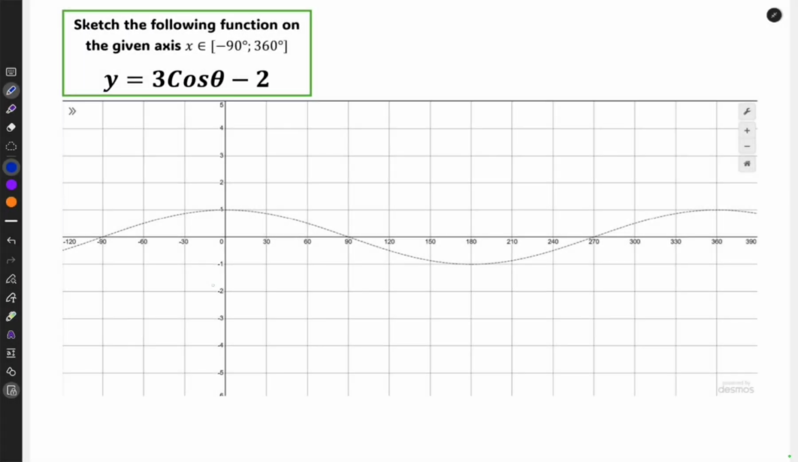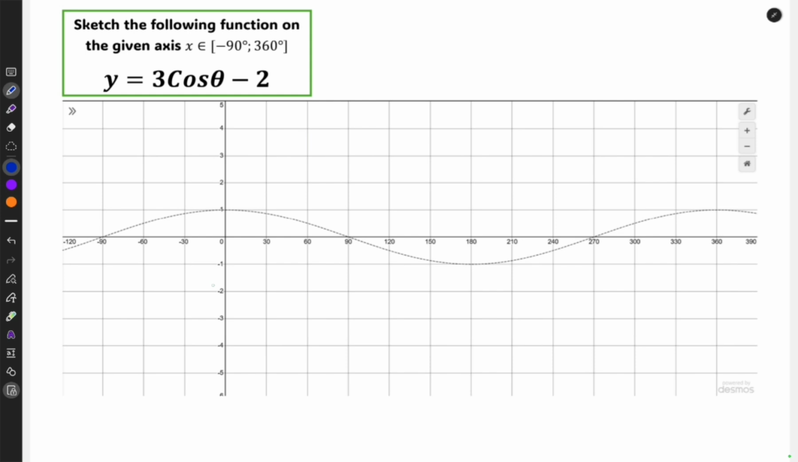Let's start. Question 1, sketch the following function on the given axis. I can see they give me space from minus 90 to 360, and the function I'm sketching is 3 cos theta minus 2. If I don't want to use my calculator, I can just take the mother graph that I plotted for you in dotted lines, and I know any value in front of cos means I'm multiplying all the y values by 3, so it has a vertical stretch of 3, and then everything moves down. This one is easy enough to just do like that. It's going to save you time, and it's easy to get full marks.